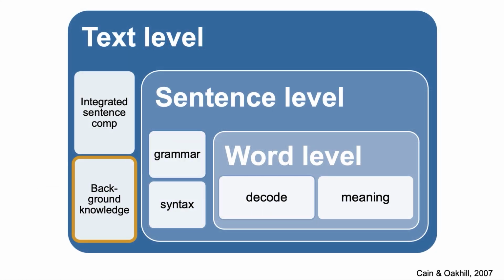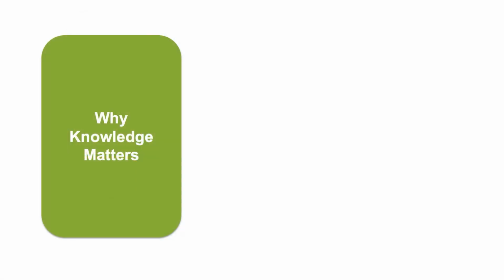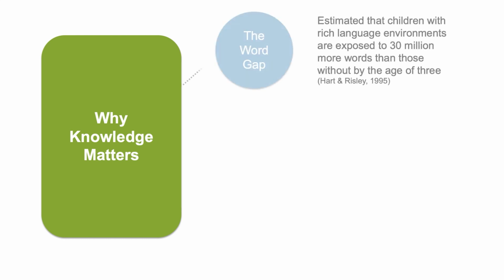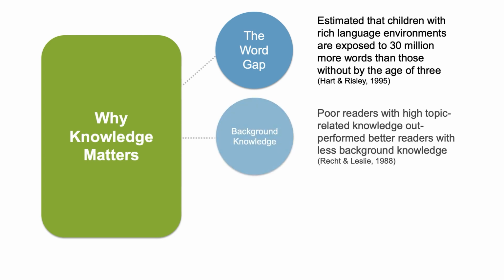At the text level, let's revisit background knowledge as a language component necessary for deriving meaning from print. This is examined in more detail in Module 11. The word gap demonstrates how children come to school with differing vocabularies and background knowledge. We need to provide that explicit instruction for equitable knowledge building. Proficient decoding is vital for reading, but it does not ensure comprehension. Background knowledge of a topic is a major factor in reading performance and comprehension.